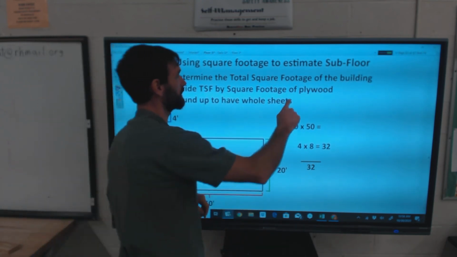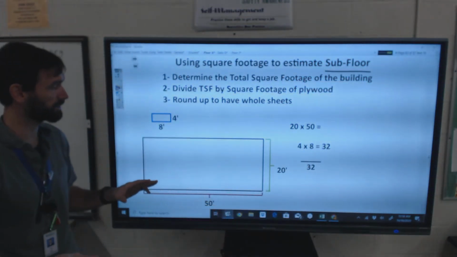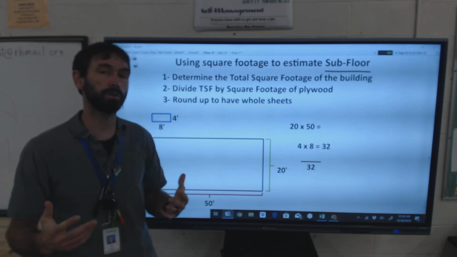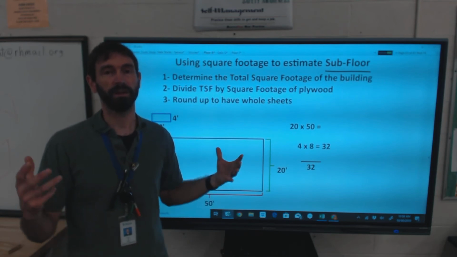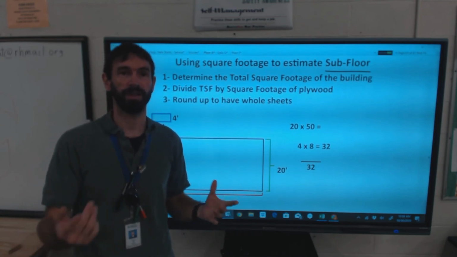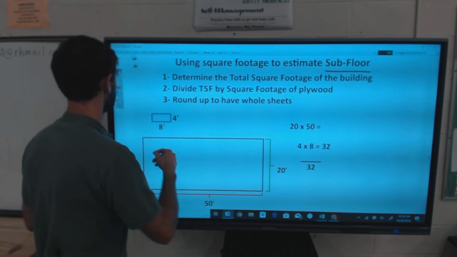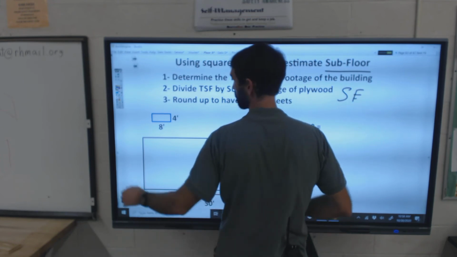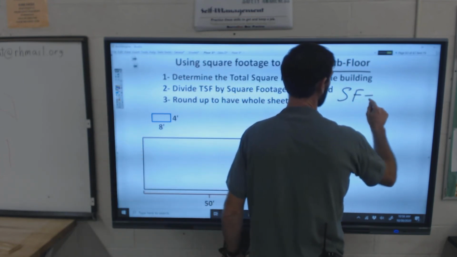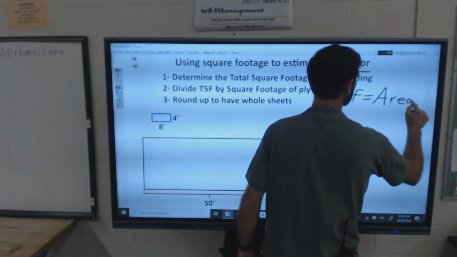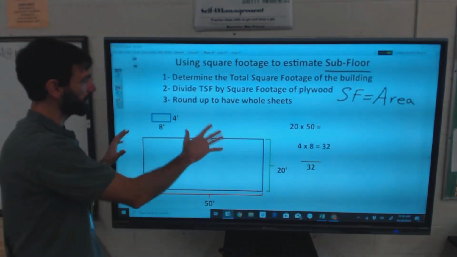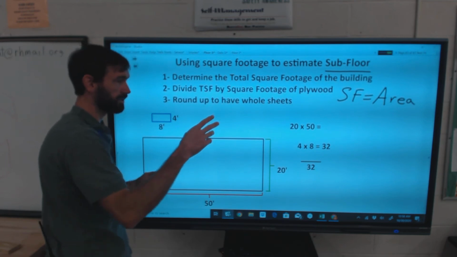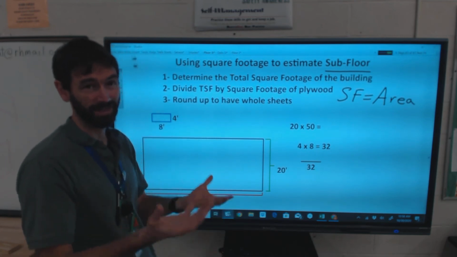Using square footage to estimate the subfloor. Okay, so this is the last step we've got here. Number 1, determine the total square footage of the building. When I say total square footage or square footage, guys, there is a geometry term that means the same thing, it's just a different word. Write this down here. Square footage equals area. Okay? How much area does this building take up? That's what square footage is. So if you can remember, square footage and area are the same thing, give or take.